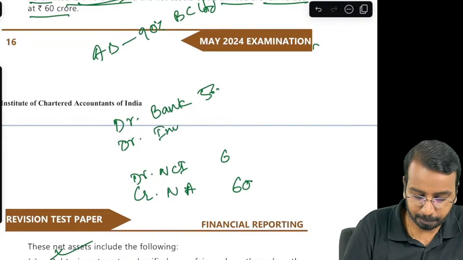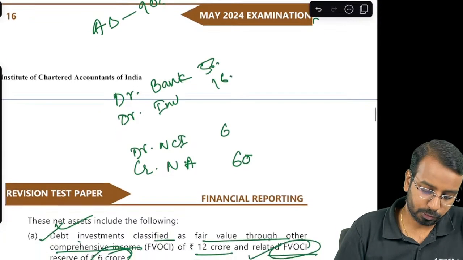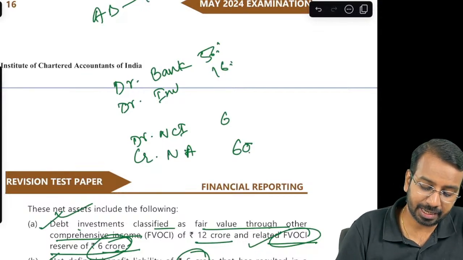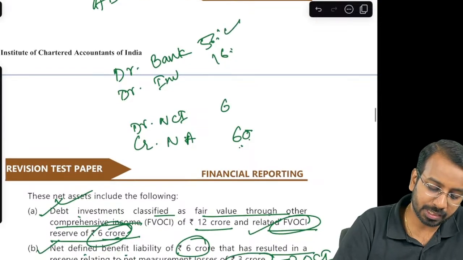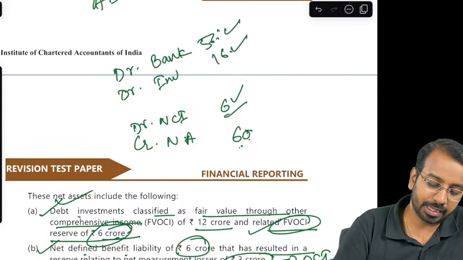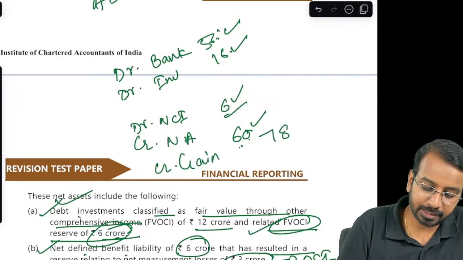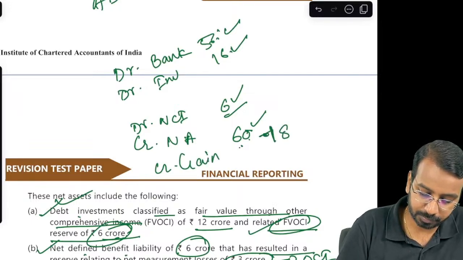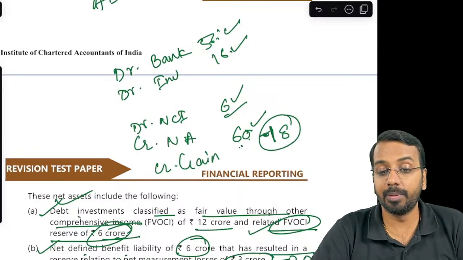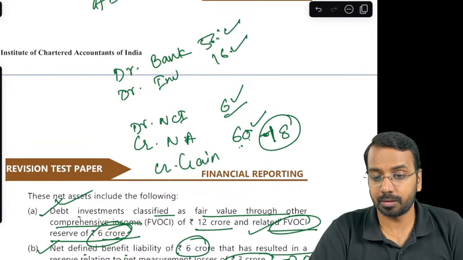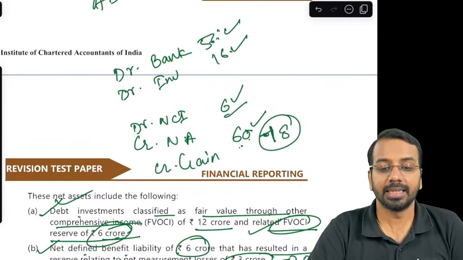Debit, investment 16 crores. So basically if you see, 56 plus 16 plus 6, that is 78 minus 60, gain is how much? 18. Okay. So gain of 18 will be recognized at the time of disposal of the subsidiary or loss of control of the subsidiary. Then what you will do?